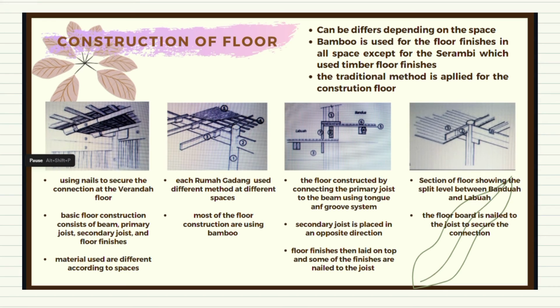The third picture shows the floor constructed by connecting the primary joist to the beam using a tongue and groove system. Secondary joists are placed in the opposite direction, and floor finishes are then laid on top, and some of the finishes are nailed to the joist. And the last picture is the section of the floor showing the split level between bandua and labuah. The floorboard is nailed to the joist to secure the connections.